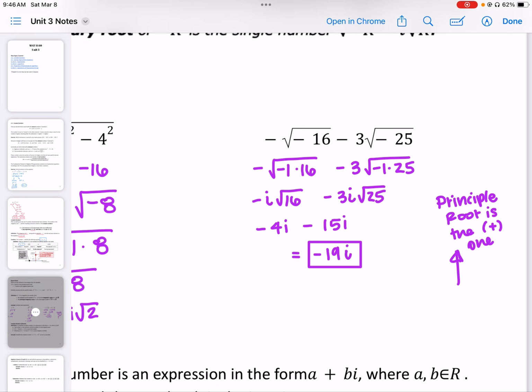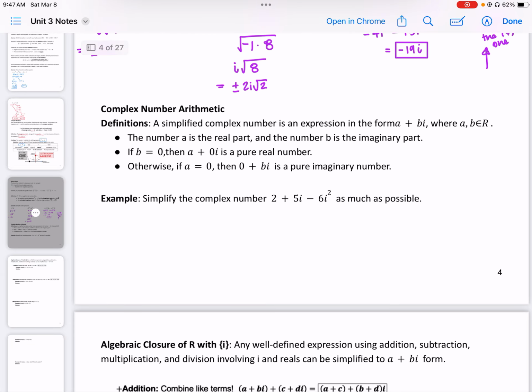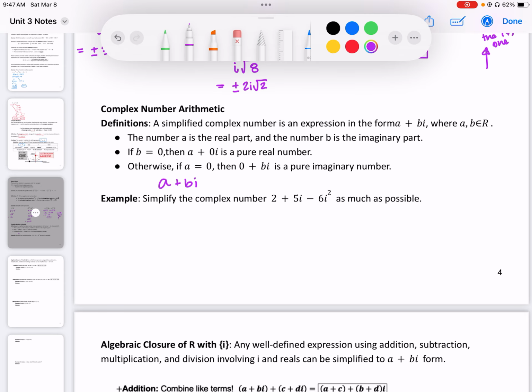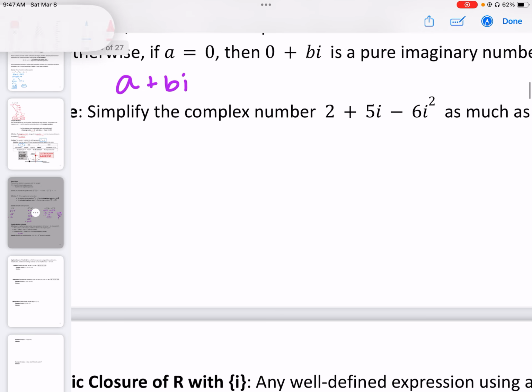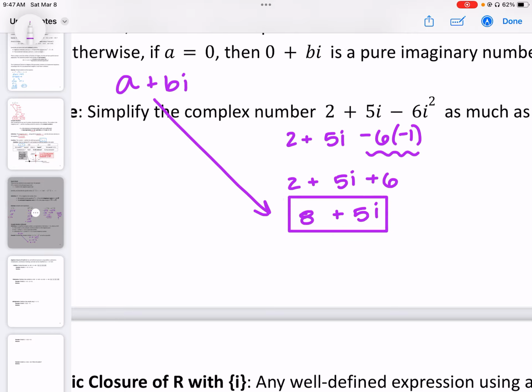We also need to get comfortable doing a little bit of arithmetic with complex numbers, okay? Because we always want it to be in the form of a plus bi. So let's take a look at this and see what we can accomplish. So we have 2 plus 5i minus 6i squared. i squared is equal to negative 1, so I'll go ahead and simplify that. So we have 2 plus 5i plus 6, or 8 plus 5i. Notice that is in the form that we want, and we can stop there. That is as simplified as we can get.